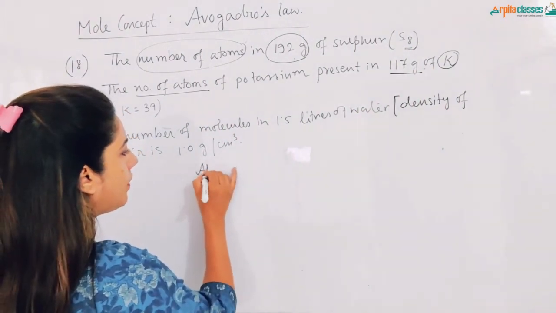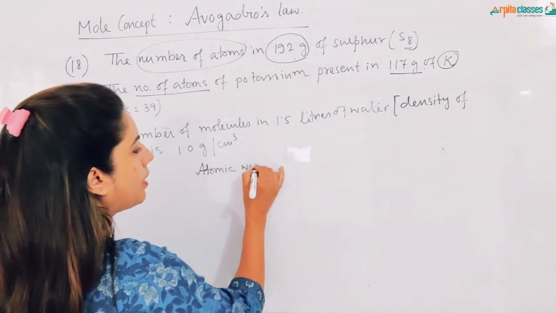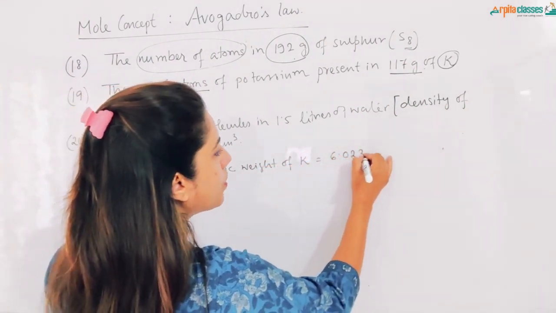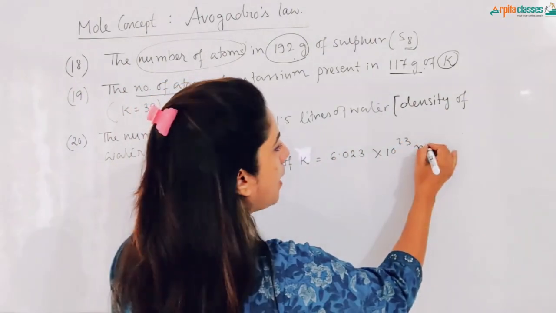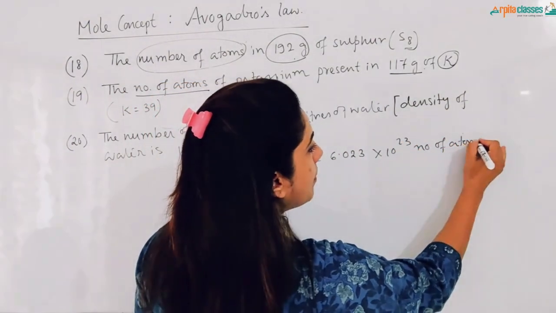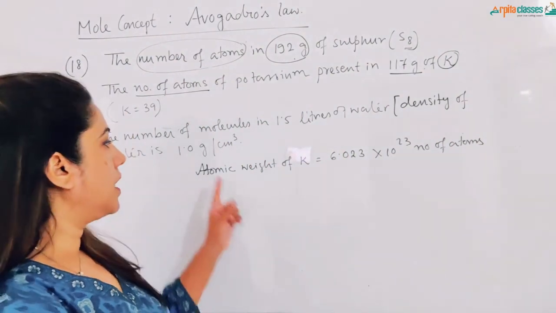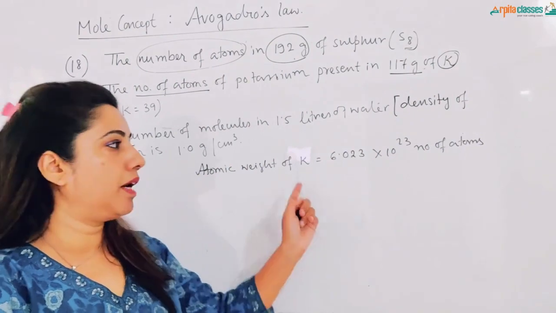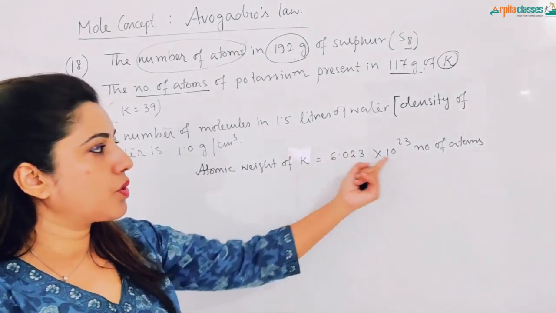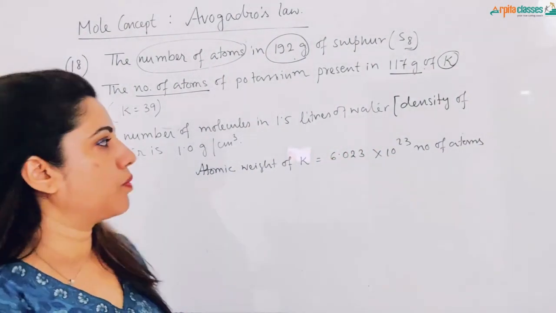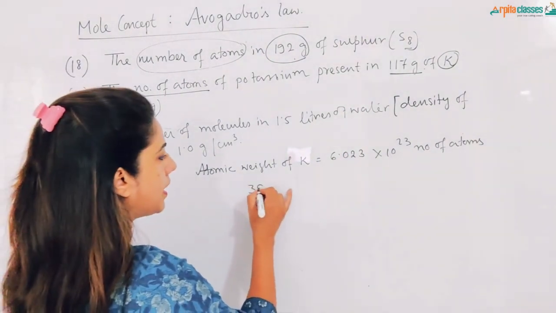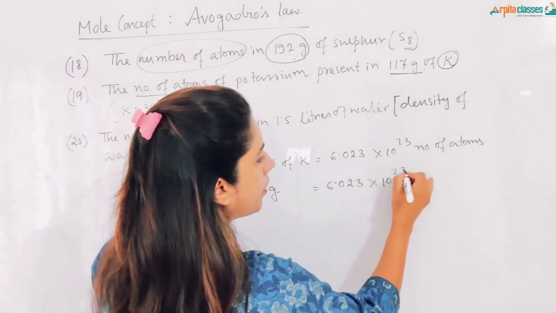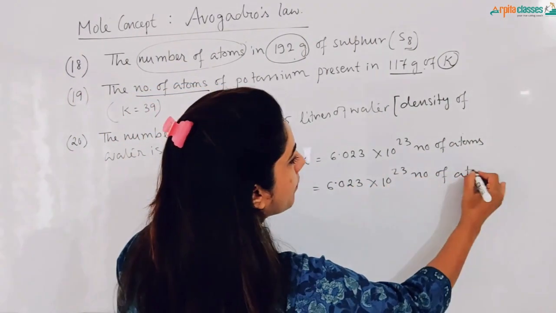So we'll write atomic weight of potassium is equal to 6.023 into 10 raised to power 23 number of atoms. Now in place of particles we need to take atoms, because we are taking atomic weight of potassium. Potassium is an element and the smallest particle of an element is atom. So 6.023 into 10 raised to power 23 number of atoms we have to take. Now atomic weight of potassium is 39. So 39 gram is equal to 6.023 into 10 raised to power 23 number of atoms.